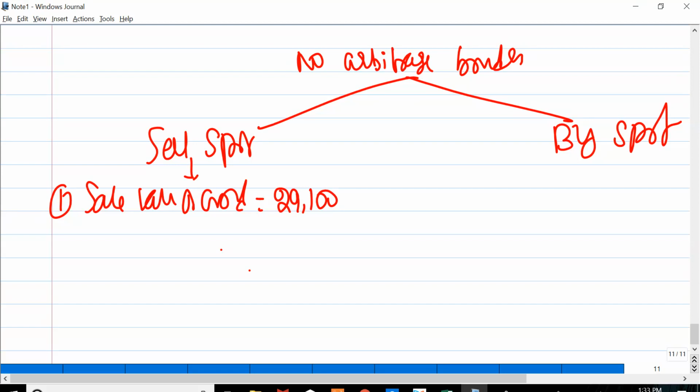If I am buying gold, I have to pay extra 3%. If I am selling gold, I have to spend 3%. That is how it will work. So I can sell gold for 29,100. After selling gold, what will I do? Deposit. At what rate can you create the deposit? At 6%.